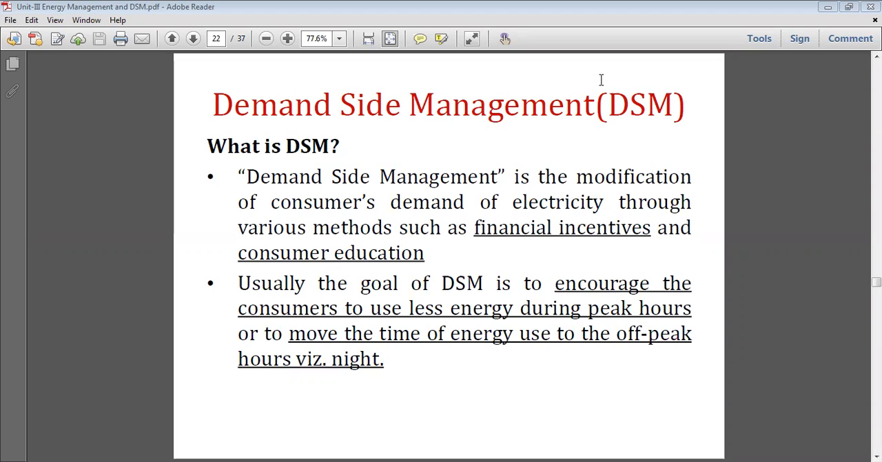Okay, if they are able to reduce the consumption, or if they are able to shift that load into the night time, definitely it will maintain the load curve as flat as possible, one thing. Second, it reduces the relative generation cost of the plant, and hence we will avoid the occurrence of maximum demand, and we can avoid or postpone the installation of new power plants. So this is the objective of demand side management.